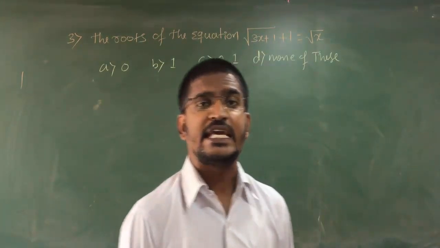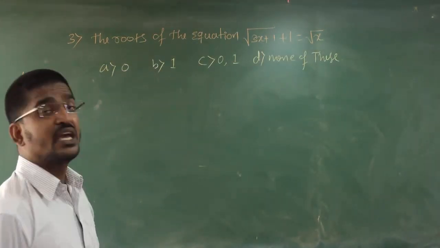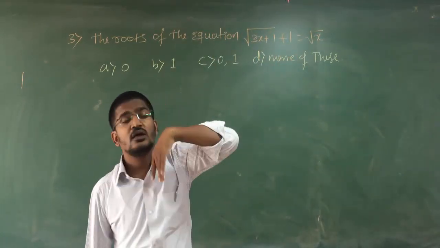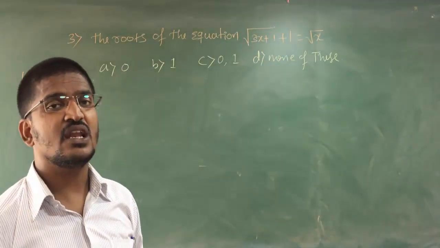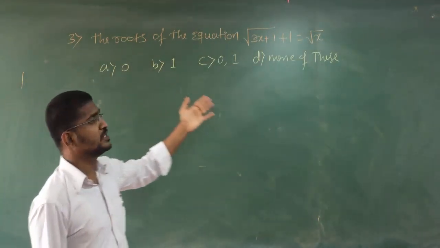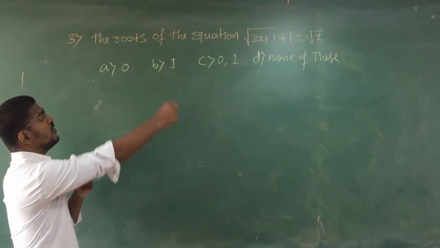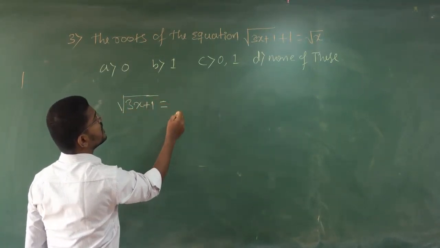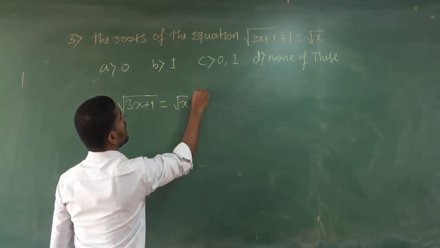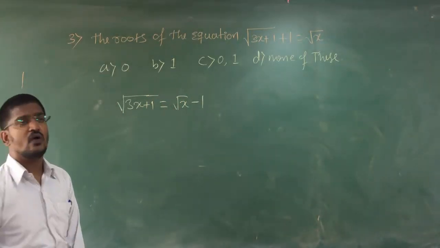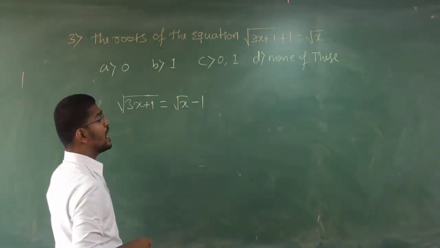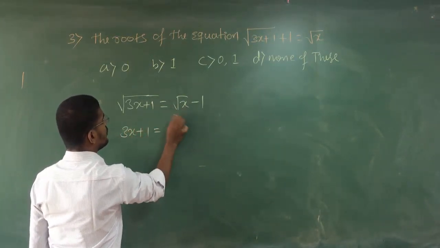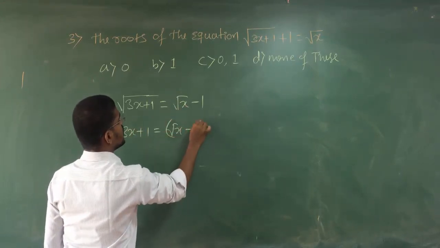The third problem is: the roots of the equation root of (x plus 3) plus 1 equal to root x. Clear students? These are the four options. See, if I want to solve that, you are going to have root of (3x plus 1) equal to root x minus 1. So like this you are going to have. Squaring on both sides, what you are having? 3x plus 1 equals root of x minus 1, whole square.